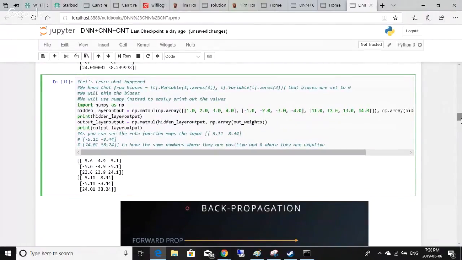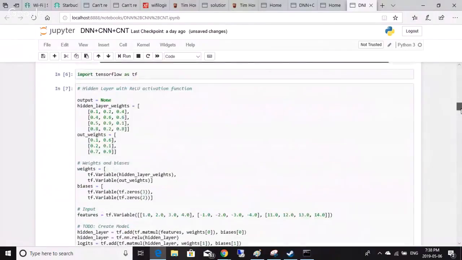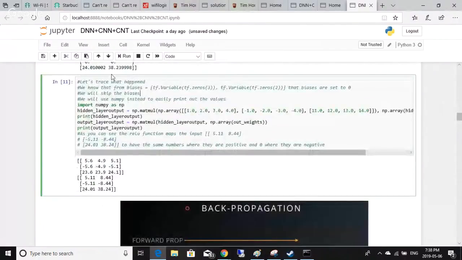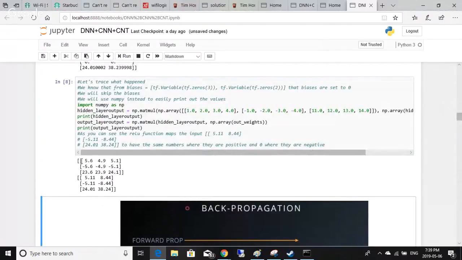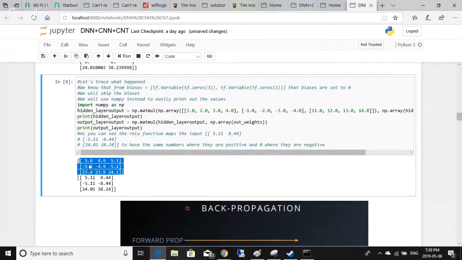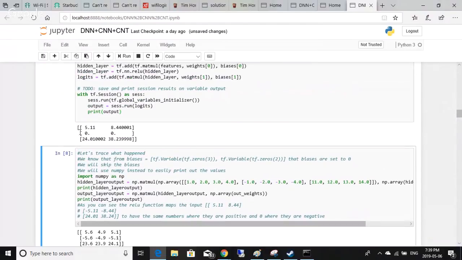Let's see what actually happened here. This is going from the first input layer to the hidden layer, and you can see that these are numbers. There's a multiplication here, and these are negative, and then you multiply them again by the weights of the output layer. And our ReLU will change these to 0. And that's what I did here.